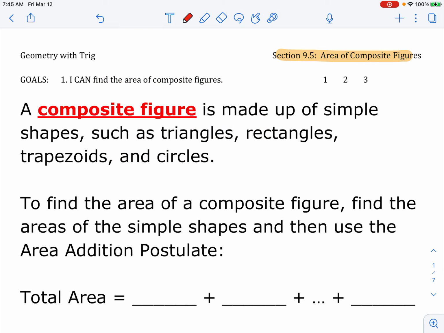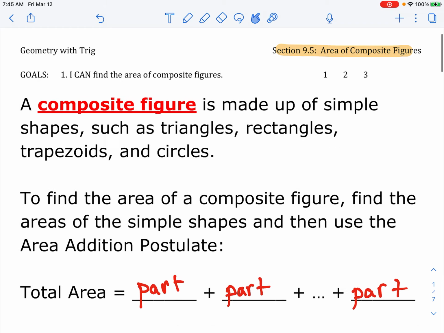So in order to find the total area of this, we're going to have to go back and add part plus part, and sometimes multiple parts. So let's say it's a rectangle and a triangle on top of each other. We'll find the area of the rectangle, we'll find the area of the triangle, and then we'll add it together. Let's go ahead and go through some examples right now.